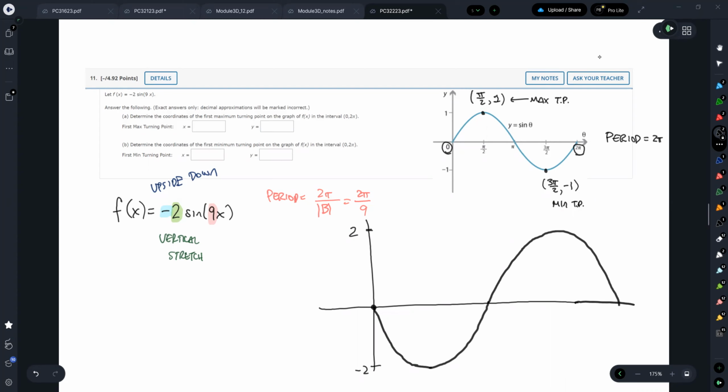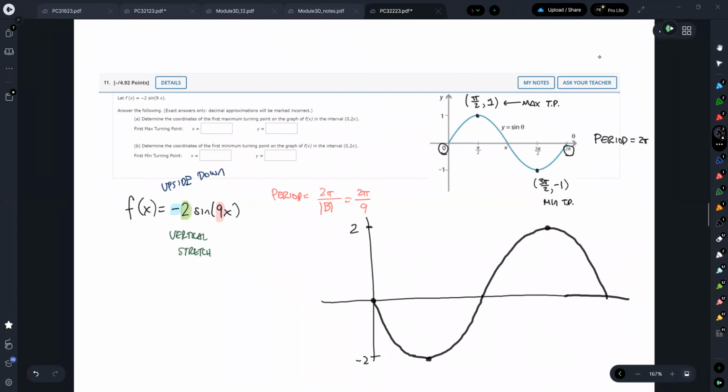Okay. This is what the sine wave is going to look like, right? And remember, it stretches vertically. And now let's talk about the period. So this function right here starts at 0, goes to 2 pi because it has a period of 2 pi. In this case, if my period is 2 pi over 9, this is going to be at 0. This is going to be at 2 pi over 9.